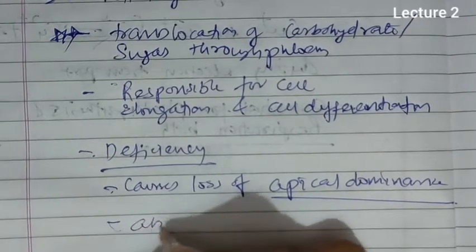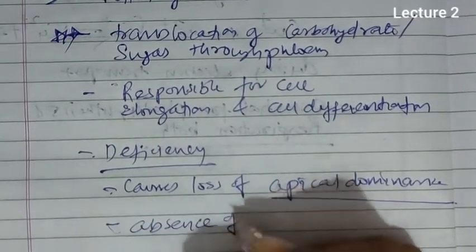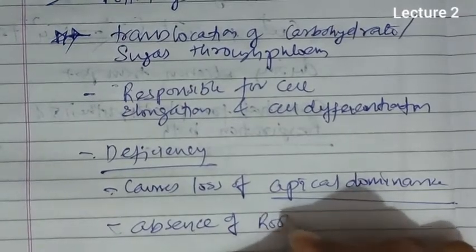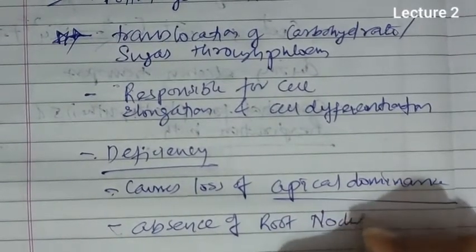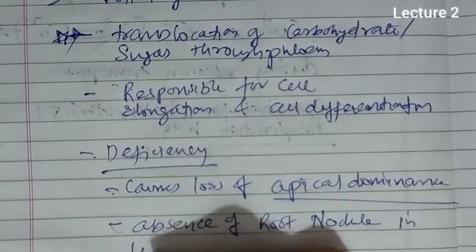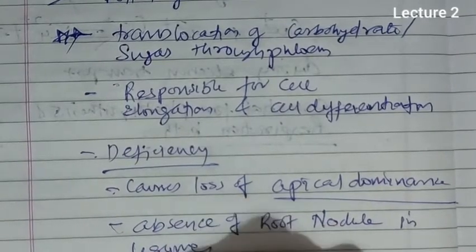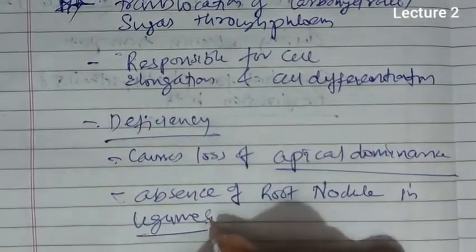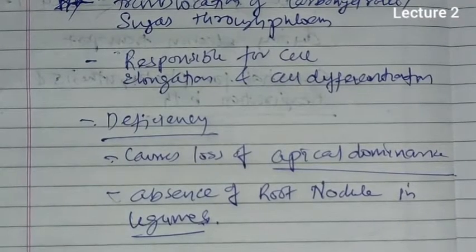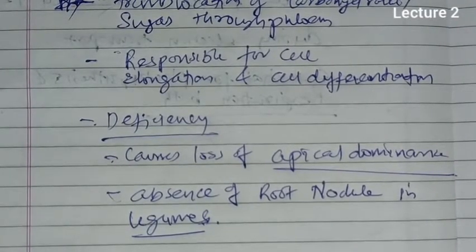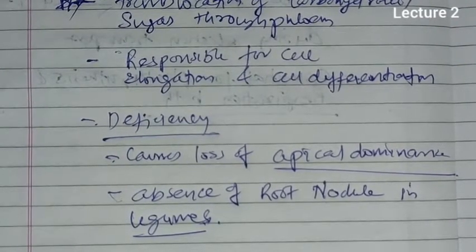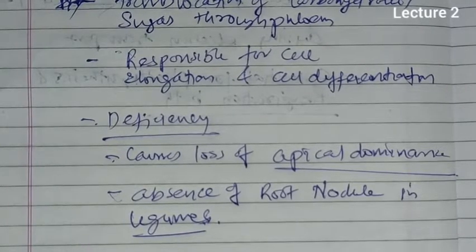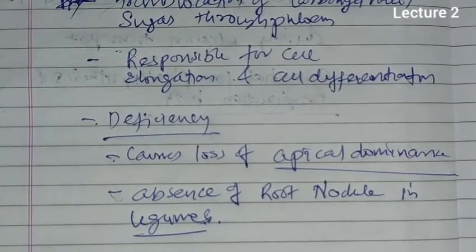And another deficiency is absence of root nodule in leguminous plant or legumes. Okay, so these are the deficiency symptoms of boron, where absence of root nodule in legume means nitrogen fixation is lacking.